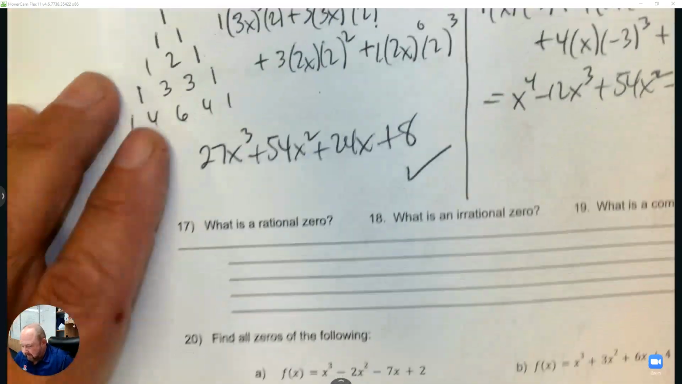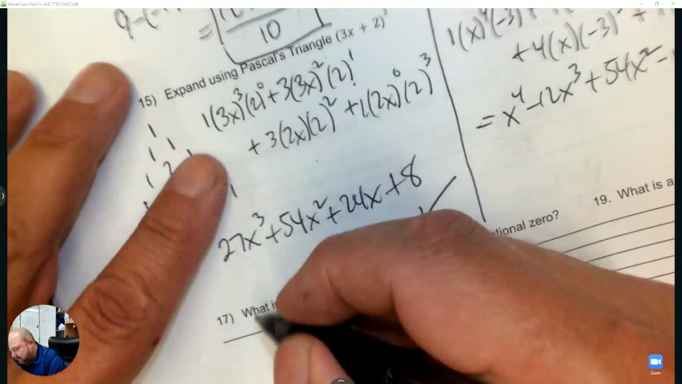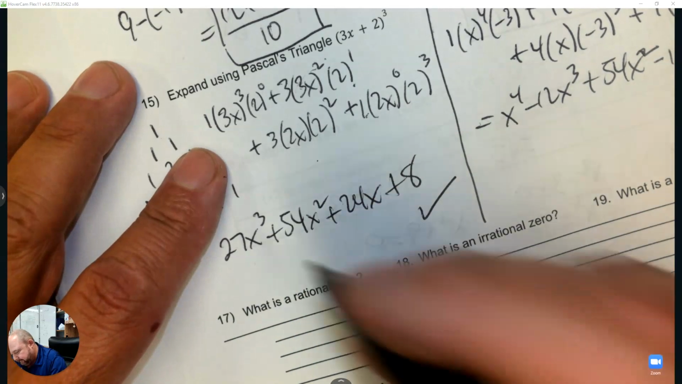All right, almost last one. What is a rational zero? It is an x-intercept.